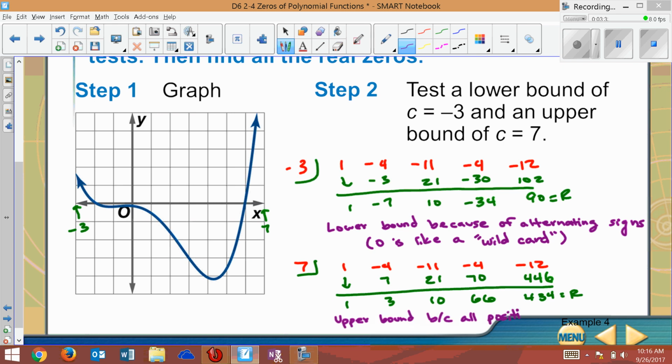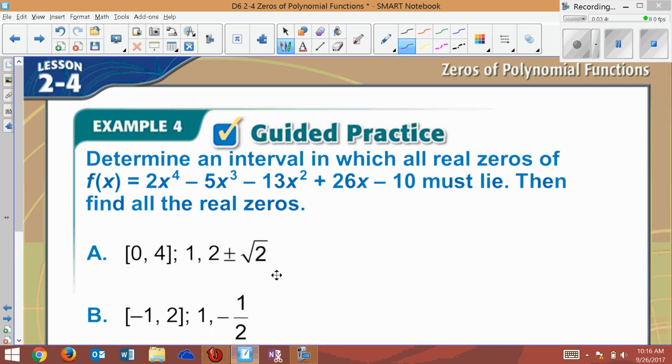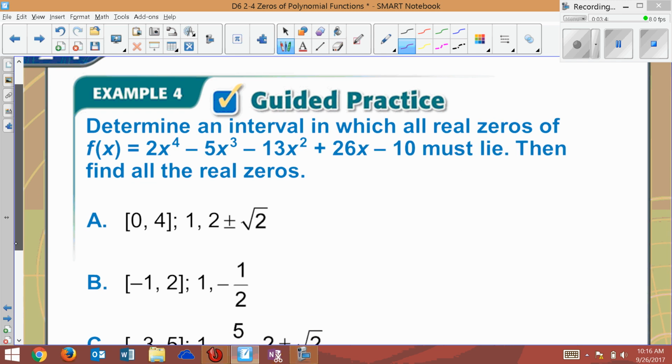Okay, so an upper bound would occur anytime they're all positive. What that means is no zeros past 7, no zeros past -3 going to the negatives. That's what a lower bound and upper bound is. You can try this one if you like, but honestly, I think you could just determine from the calculator.